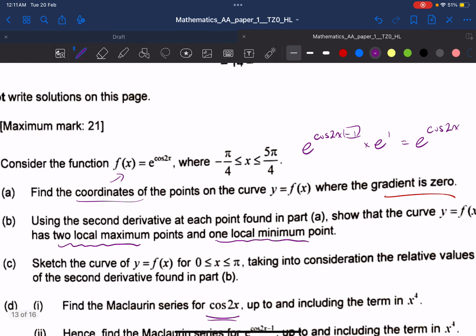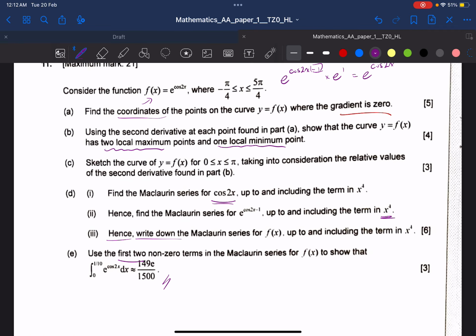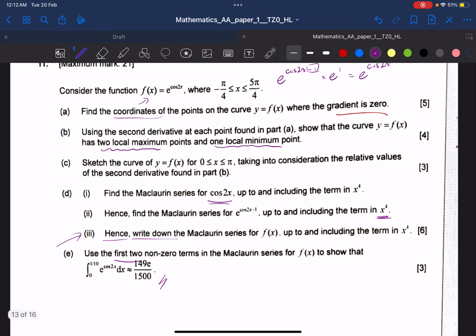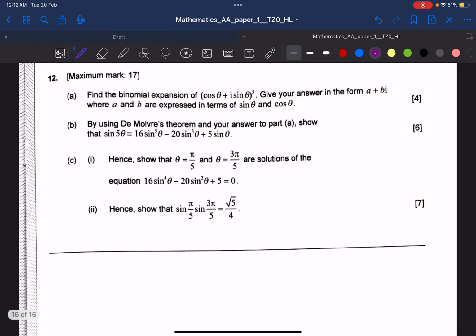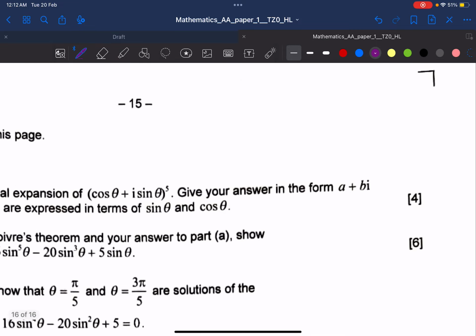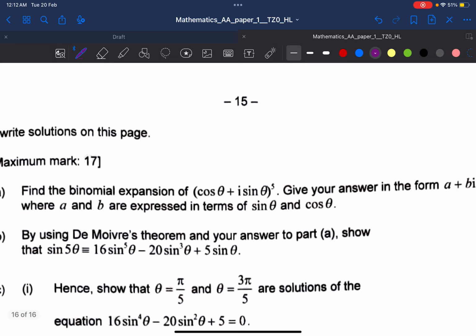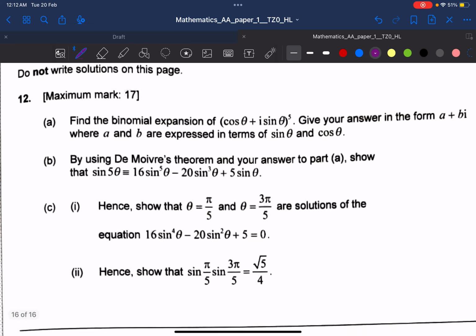Okay, so this is the Maclaurin series question. I think probably for some students might think a little bit hard to think, but I think the rest should be okay. Okay, done. Okay, final one will be what we call a complex number, right? So first one is a 4-marker. So find a binomial expansion of cosine theta plus i sine theta power 5.